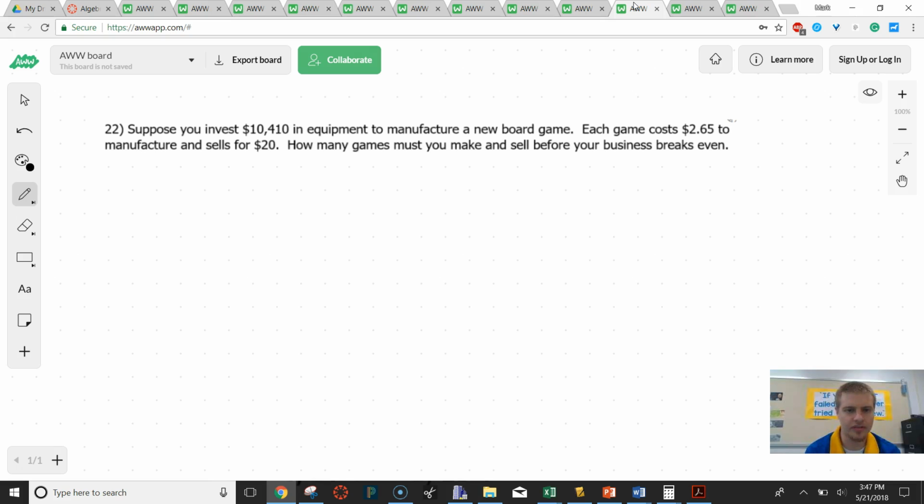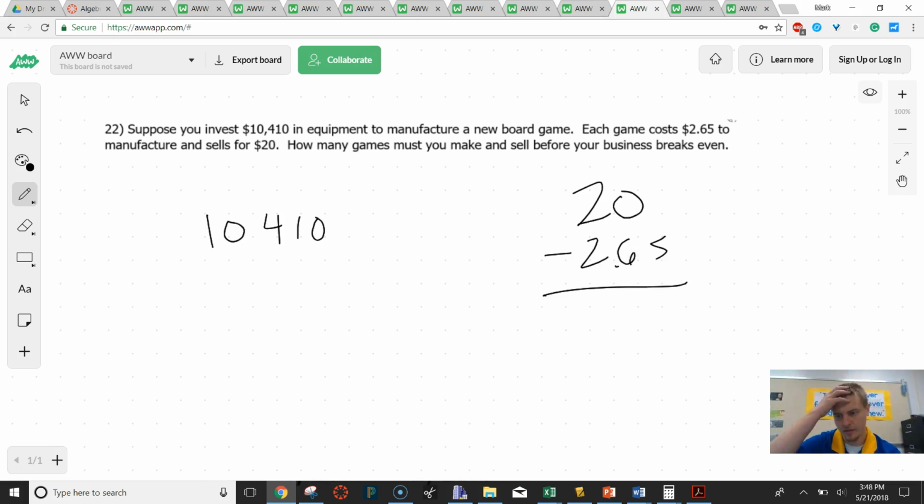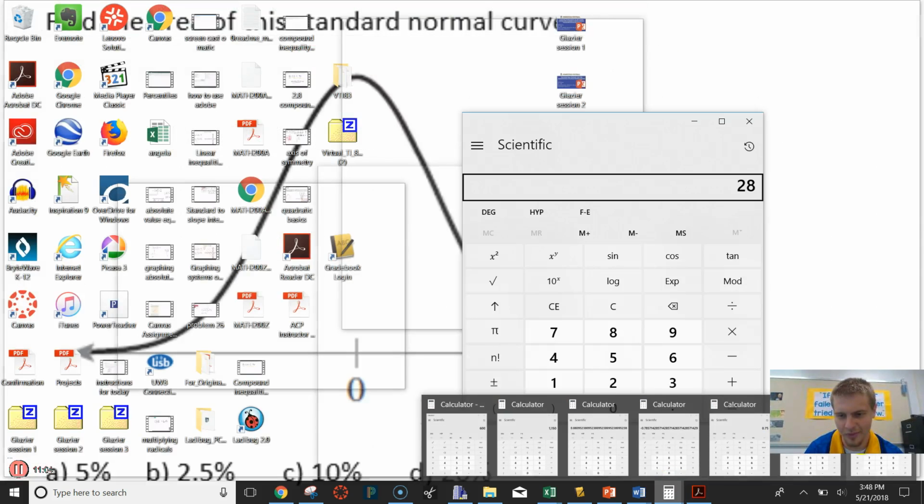So suppose you invest $10,410 in manufacturing equipment. And assume each game costs you $2.65 to manufacture, and they sell for $20. How many games do we need to sell to break even? My first question would be, how much money do I make for every game? Well, if I make $20 and it costs me $2.65 to make the game, I'm going to use my calculator for this to make it a little bit easier.